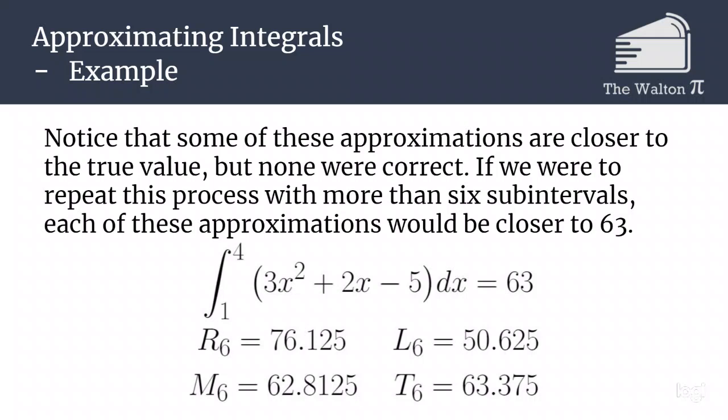And so in general, the midpoint rule and the trapezoid rule are going to be the more accurate choices, although that is not always going to be the case. And if we were to increase the number of intervals, so maybe instead of doing R6, we were doing R100, so we calculated 100 subintervals, that would be an even better approximation.